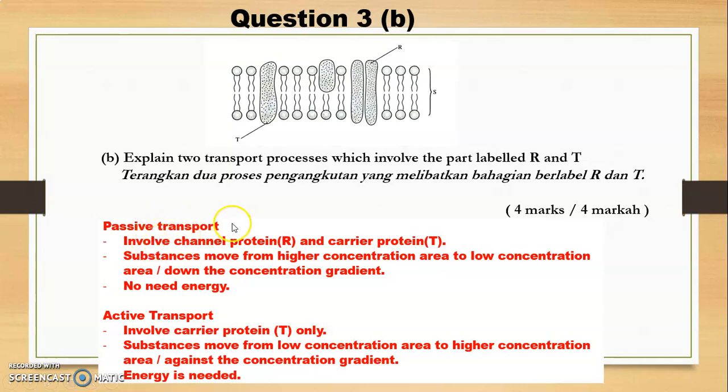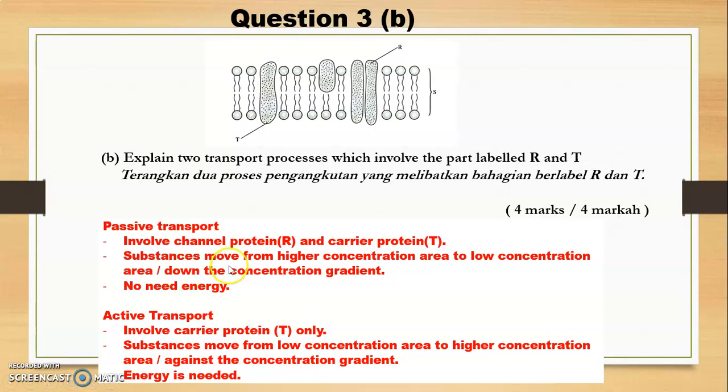Passive transport. When you mention the passive transport, you will get 1 mark. And then involve channel protein and also carrier protein, another 1 mark. Substance move from higher concentration area to low concentration area, or you can just write down the concentration gradient. Substance move down the concentration gradient, that is 1 mark. Then no energy needed here, so that is another 1 mark.